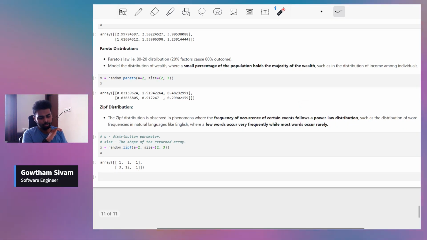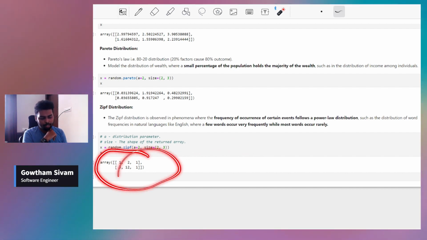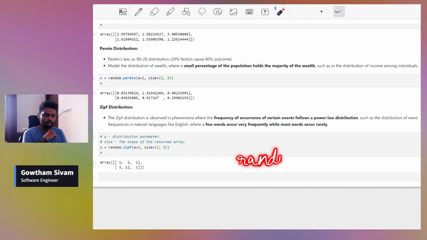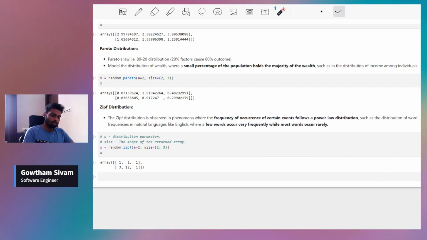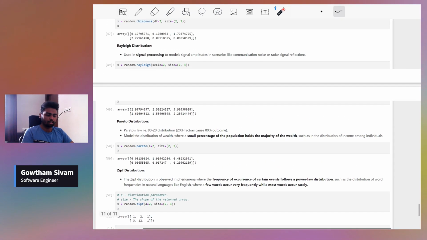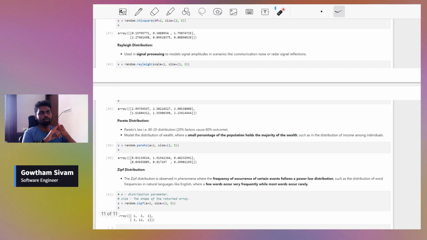In the same way, you have this parameter a, which is the distribution parameter, and it expects a 2 by 3 matrix. Okay, so a is equal to 2. Fine. So that is all about NumPy, and this is how you implement all the statistics. Basically, you call random and the type of distribution that you want to perform, and you get the actual output.